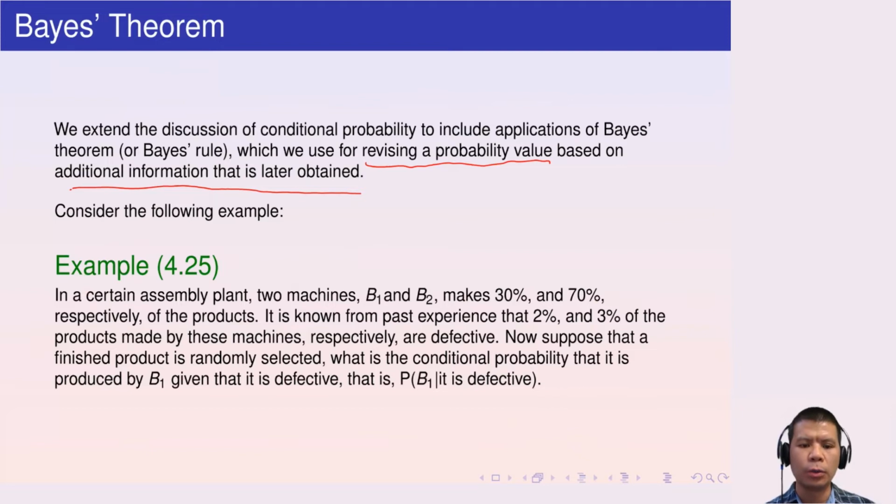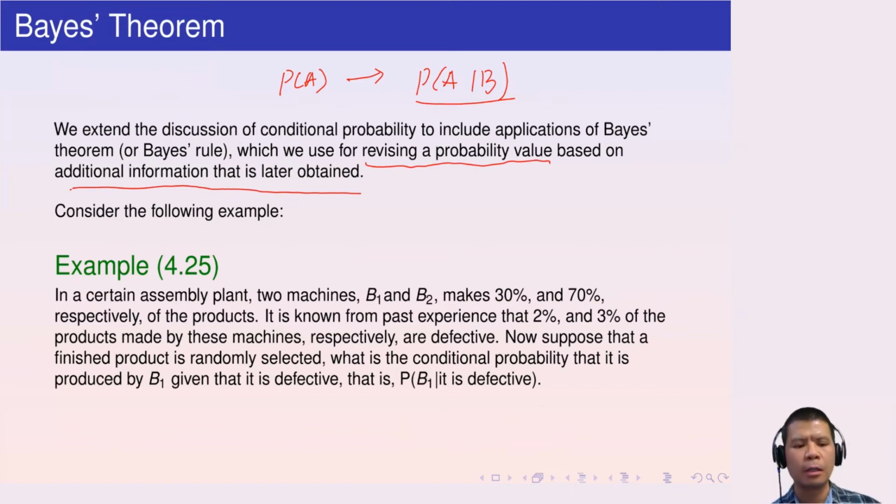Basically, you have a probability of an event A, right? If you have some additional information, say some other event B occurred, then what is the probability of A now, given B has occurred? So B occurring is some additional information.